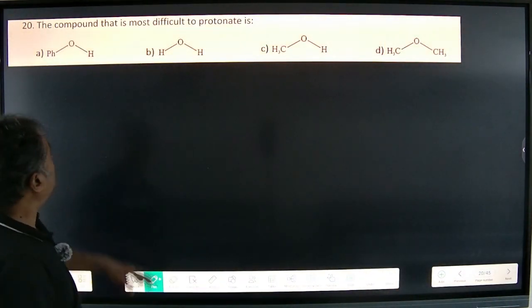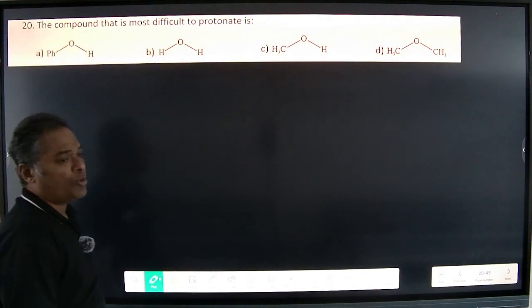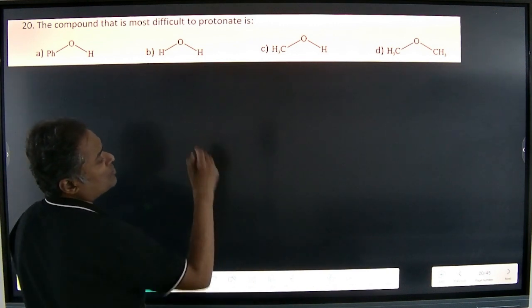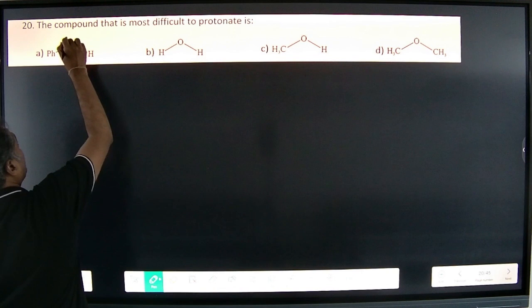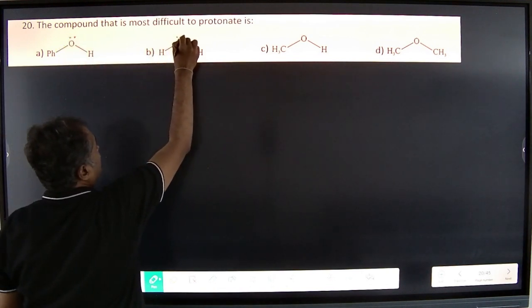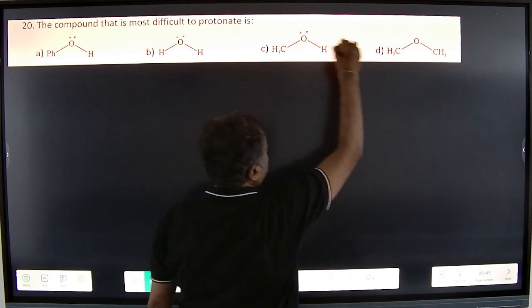Now, what I have given, child, is the compound that is most difficult to protonate. What do you mean by protonation? One simple thing: whenever these compounds are treated with acids, H plus ion, do you have a lone pair present over here to get protonated? Yes. So in each and every example, protonation can take place on oxygen.